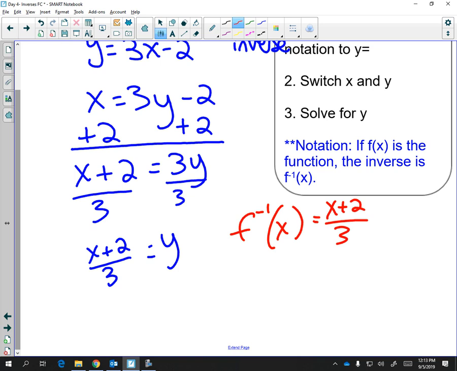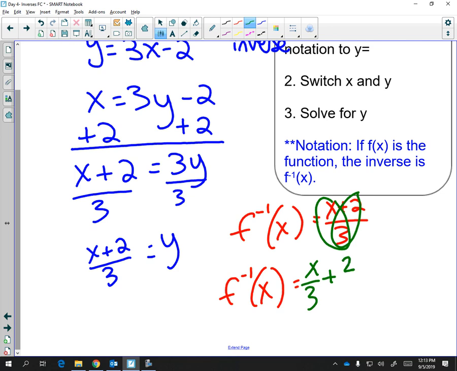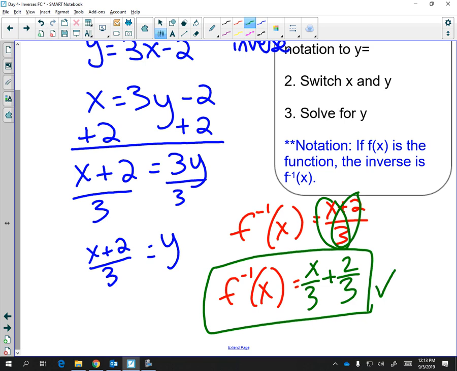However, if you're looking at Regents multiple choice questions, this is not the form you're going to see it in. Instead, you're going to see it as two fractions. We're going to take the x over 3, and then we're going to take the 2 over 3. And when you break it up, that's really how you're going to see it in multiple choice questions. But the other form is also correct for you to write as well.